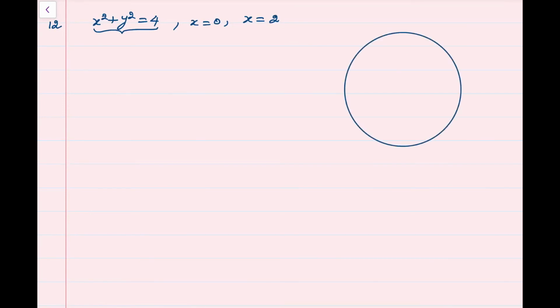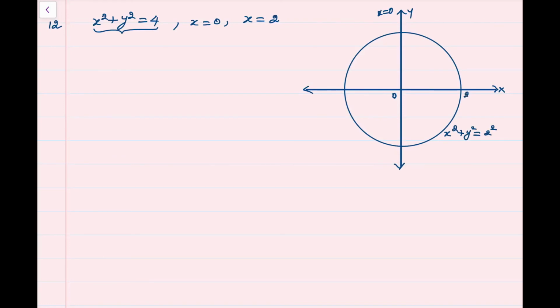Question 12. Area lying in the first quadrant and bounded by the circle x square plus y square is equal to 4 and the lines x is equal to 0 and x is equal to 2. This is a circle whose center is at the origin and radius is 2 units. X is equal to 0 is the equation of y-axis. An equation of this circle is x square plus y square is equal to 2 square. The radius is 2 units. X is equal to 2 is a line parallel to y-axis. This is x is equal to 2 line.